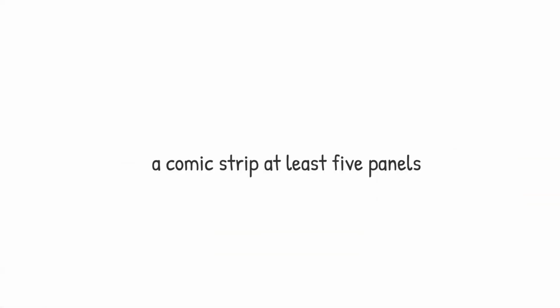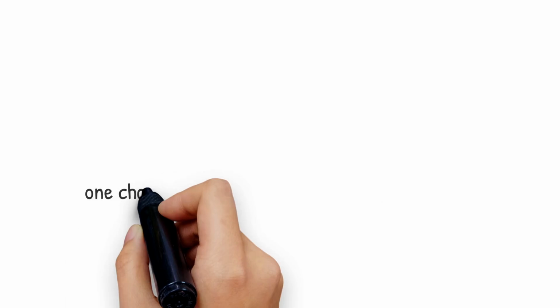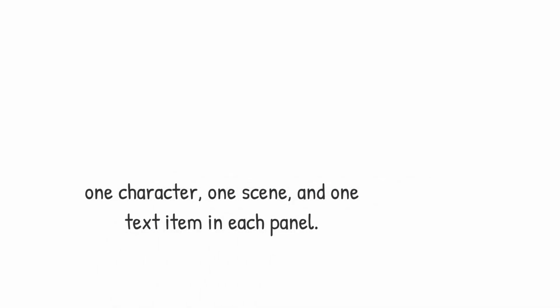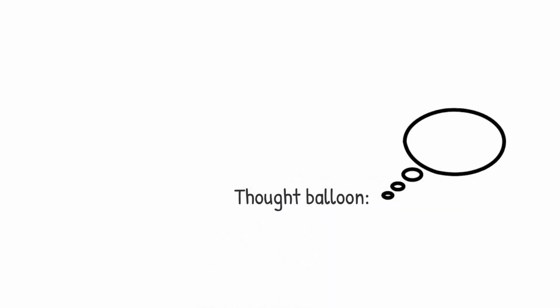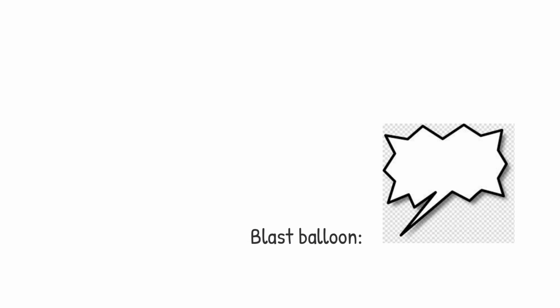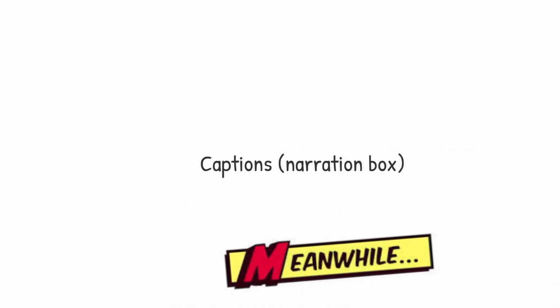Okay, so let's talk about the requirements now. You're going to make a comic strip at least 5 panels long. A panel is usually a square box that contains both pictures and writings. Panels look like this. Now, the next part, you have to have at least one character, one scene, and one text item in each panel. You can choose from any of the following types of text items: the speech balloon, the thought balloon, the blast balloon, which is for loud talk, and captions, which are also known as narration boxes, and they look like this.